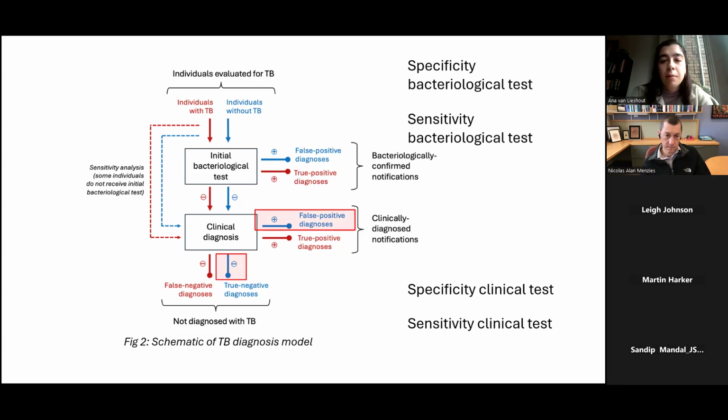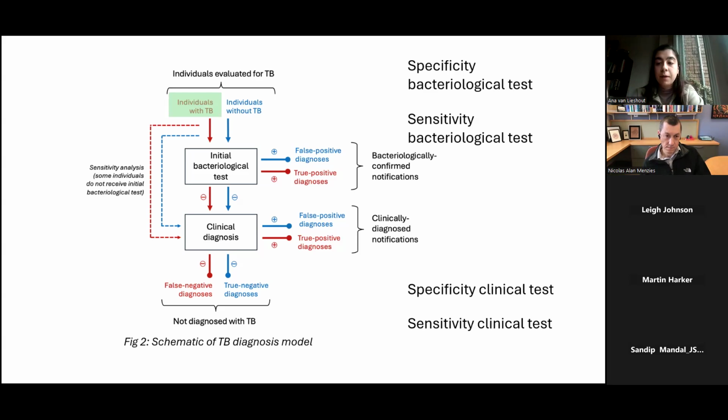A really important assumption in our analysis is the fraction of people being evaluated for TB who actually have TB. We assumed that 25% of the individuals being evaluated for TB actually had TB, but we did sensitivity analysis to look at different values of this. We varied this range between 5% and 50%. So if we can find the parameter values for all of these, we can estimate how many people would have each type of diagnosis.